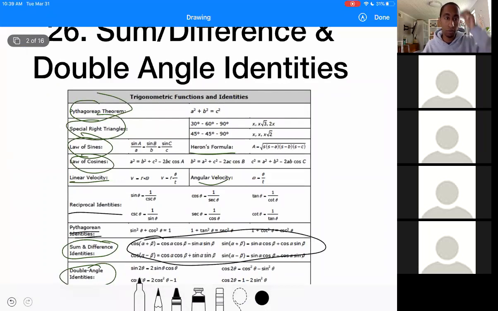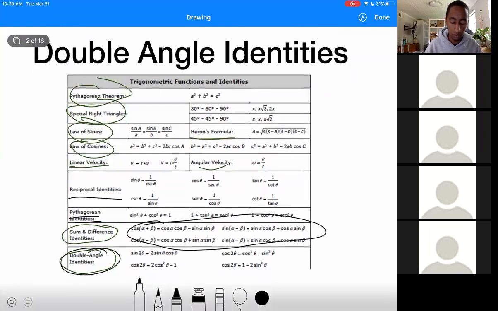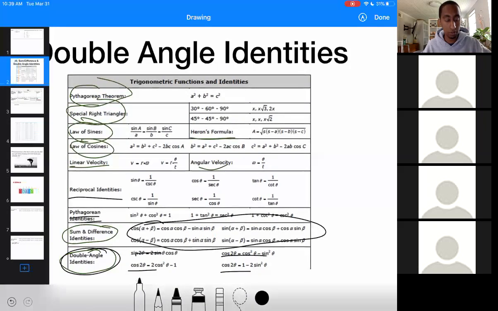If you're curious where the formula comes from, that would take me a little bit longer to explain. It is in the textbook if you want to refer to it. I think it's chapter 5 if you're curious about that, okay? Double angle identities. That's these. That's what we're going to talk about here in a minute, okay?